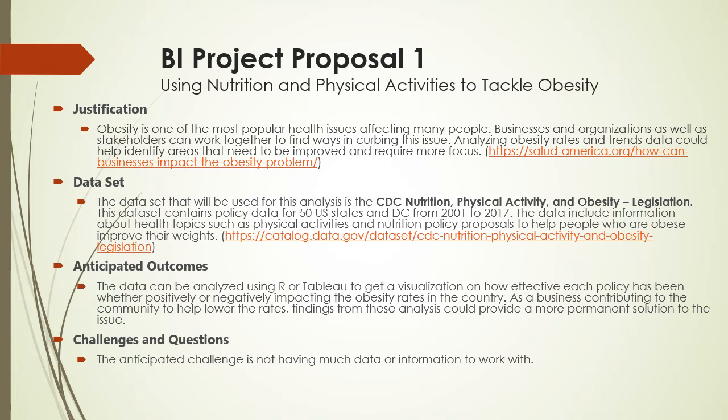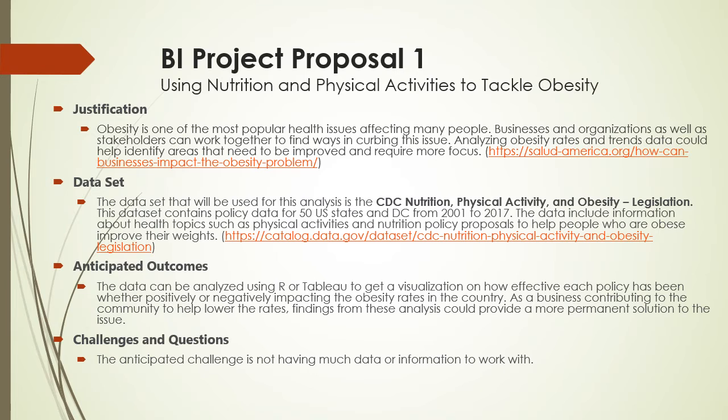So I have a data set that's going to be analyzing all the obesity data and trends in the past few years to just basically determine a way to improve people's health and then just reduce the obesity rate in the country. I got this data set from the catalog.data website, and it's basically policy data on obesity. It contains information on 50 US states from 2001 to 2017.